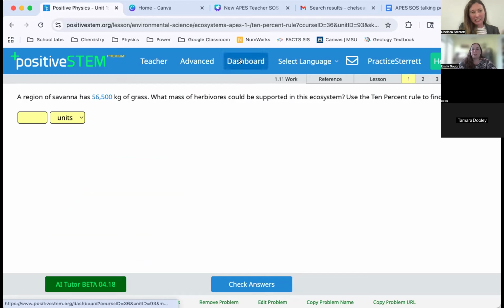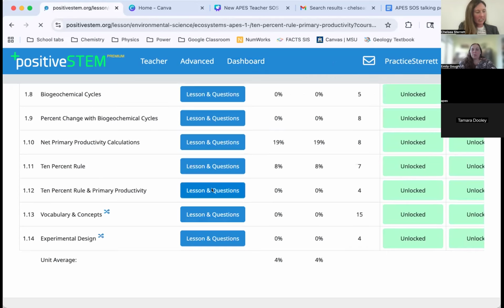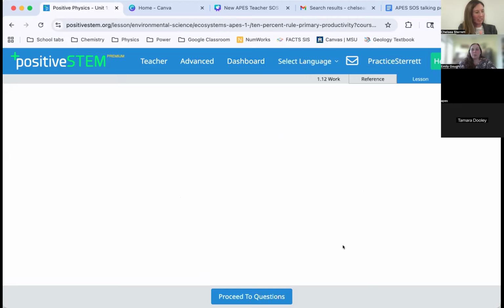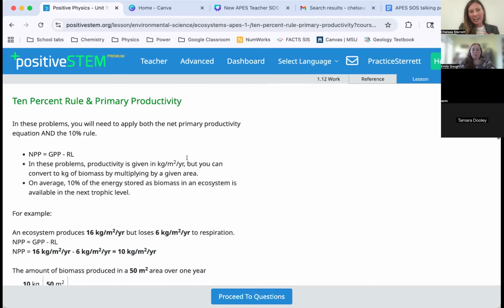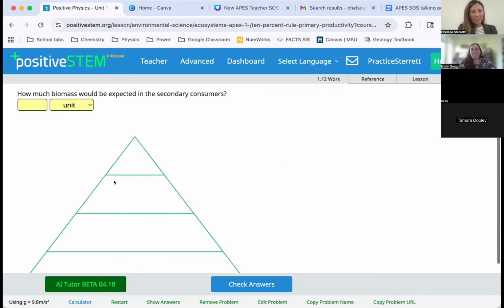And then the last one I was going to show you for this part, after they worked through those, there's a lesson to combine all three of those skills I just showed you: the 10% rule, a one-step unit conversion, and a primary productivity situation. So they kind of have to think a little higher level and put all of those ideas together. So this would be like a multi-step problem that they could work through to answer those things.